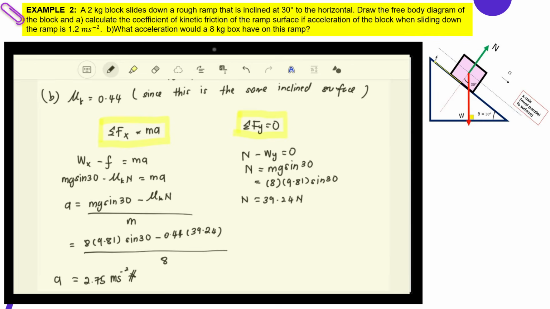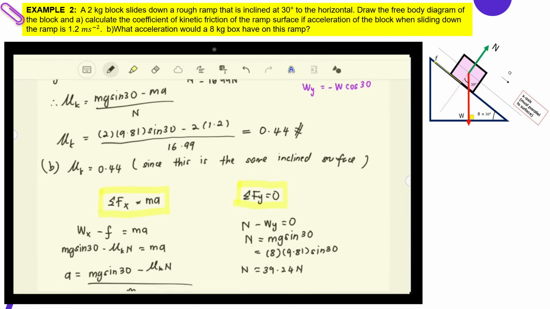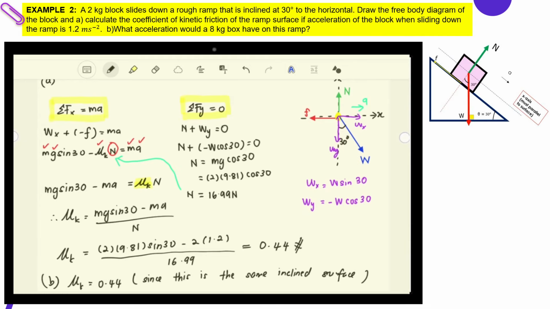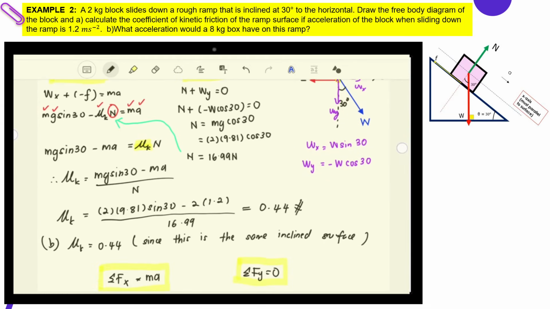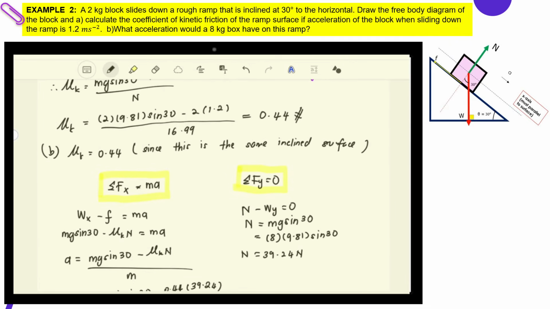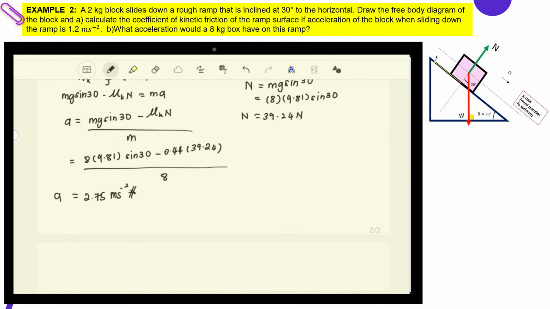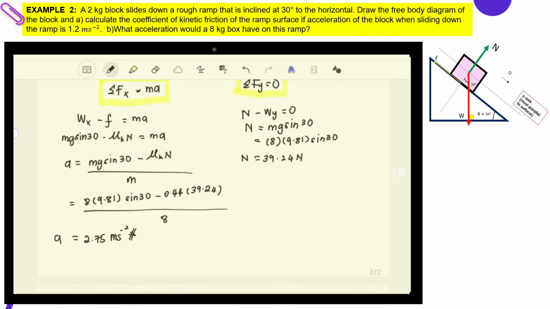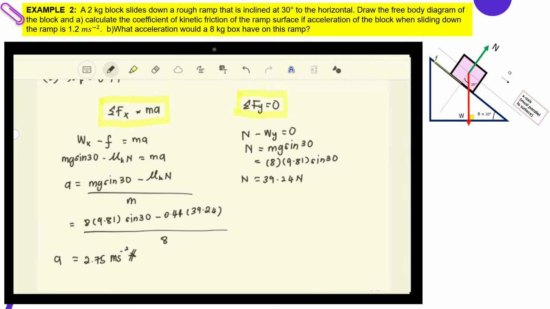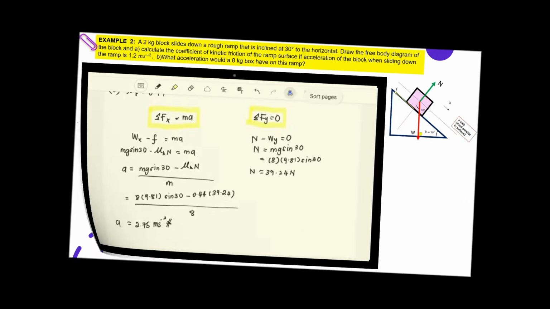So when we compare with the previous question, before this the mass is 2 kg, and the acceleration given is 1.2 meter per second squared. But when we increase the mass on the inclined plane to 8 kg, what happened to the acceleration? Maknanya semakin berat kalau kita letak objek pada surface yang sama, logiknya dia akan bergerak dengan lebih laju. Okay, so we finish question number 2.